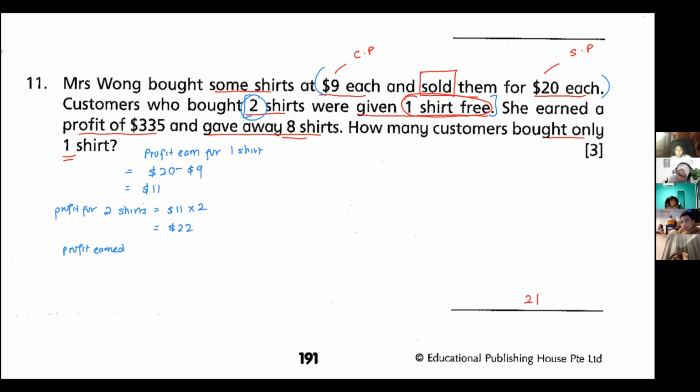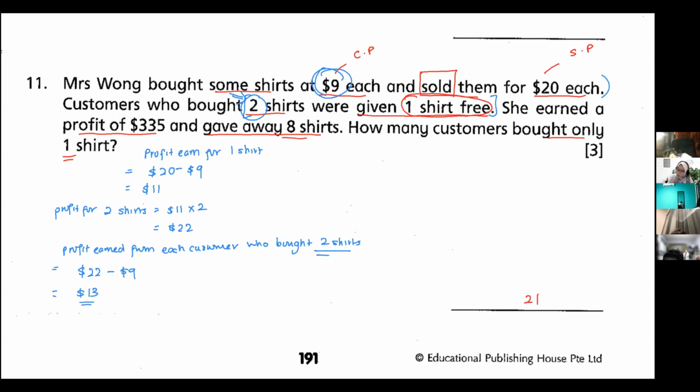Then, profit earned from each customer who bought two shirts equals, so you know those customers bought two shirts, given one free. The two shirts are $22. Take away the one shirt that she bought at $9, so it is $13. So her profit is $13 from those who buy two shirts.